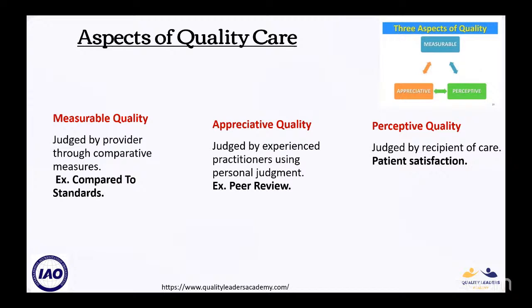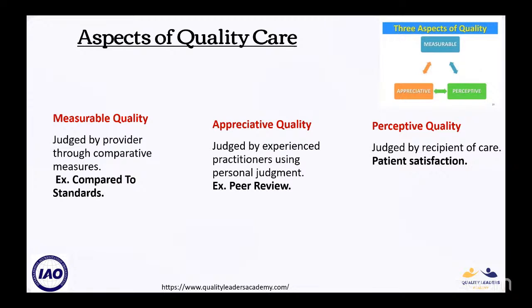So these are like quality indicators or metrics, dashboards, or measuring the door to balloon time for heart attacks, wait times. All these things which you measure, all are measurable. What's the beauty of it? It's objective, it's comparable, it's trackable over the time. But there are limitations for measurable quality.